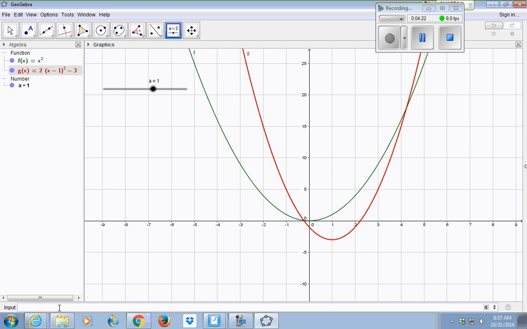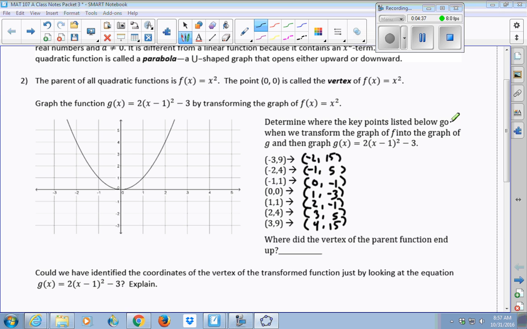And as we can see, our origin has moved from 0, 0 to the right 1 and down 3, and the shape is a little bit more narrow. So that's our picture of our new function, our transformed function. And where did the vertex end up with our new function? 1, -3, right? It went to the right 1 and down 3. 1, -3. Okay, so our new vertex ended up down here.